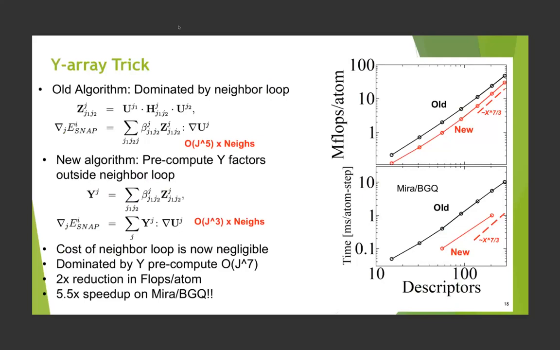Although, interestingly enough, we went back and re-ran our Mira benchmark, and we were very surprised to see over a 5x speed up on Mira. And some of this may be due to the fact that we've also got a greatly reduced memory footprint, which might have been contributing to some performance loss on Mira, and that went away as well.